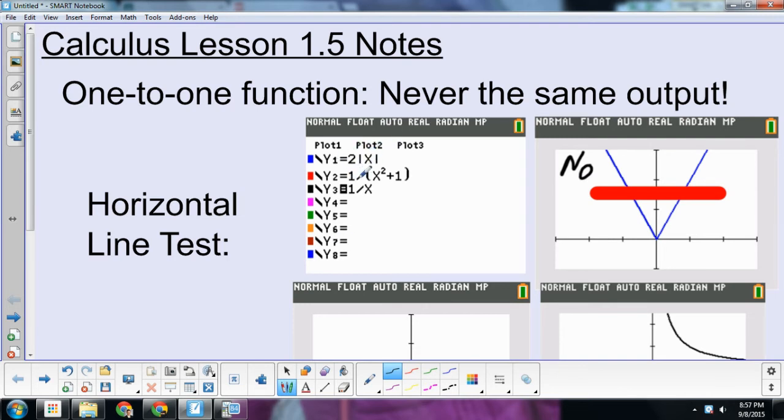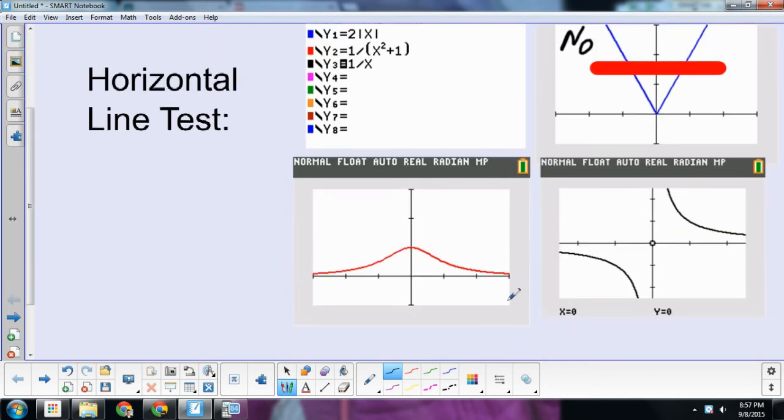Second one, 1 divided by x squared plus 1, is graphed in red, and that graph is right here. Once again, if we draw a horizontal line, would I be able to hit in only one place at a time? I guess not. It's two places. And the same thing would occur here and several other places. So again, not a one-to-one function.